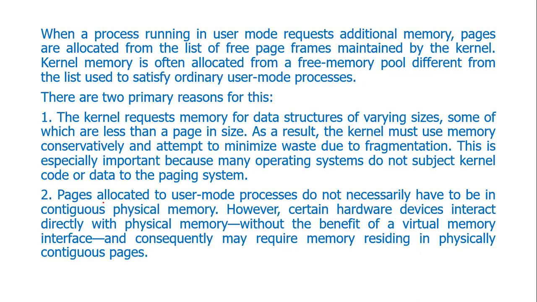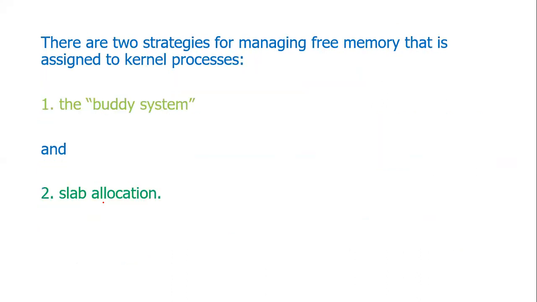The second reason is that pages allocated to user mode processes do not necessarily have to be in contiguous physical memory. However, certain hardware devices interact directly with physical memory without the benefit of a virtual memory interface, and consequently may require memory residing in physically contiguous pages.